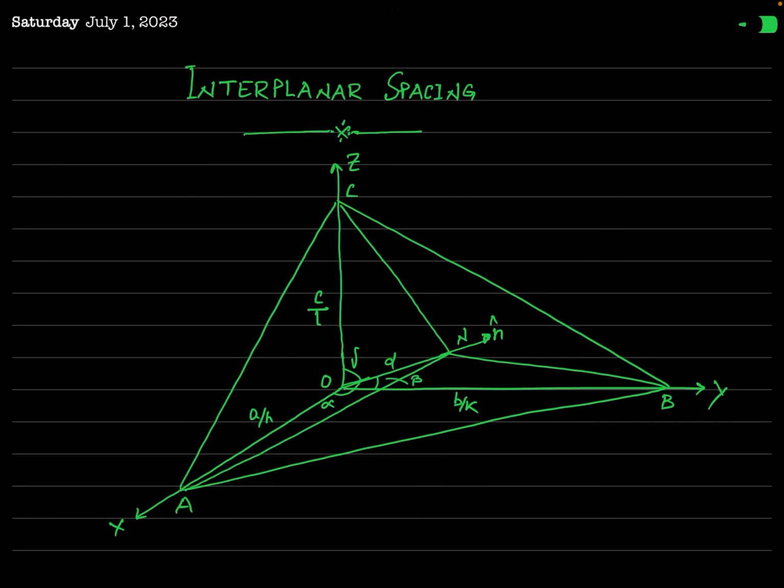Today we are going to discuss a very important parameter of a lattice, and this is interplanar spacing. When you say interplanar spacing, that means the minimum distance or the shortest distance, or you can say the perpendicular distance between two parallel planes of a lattice.